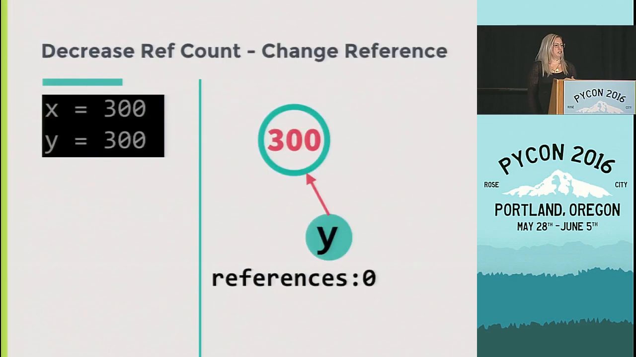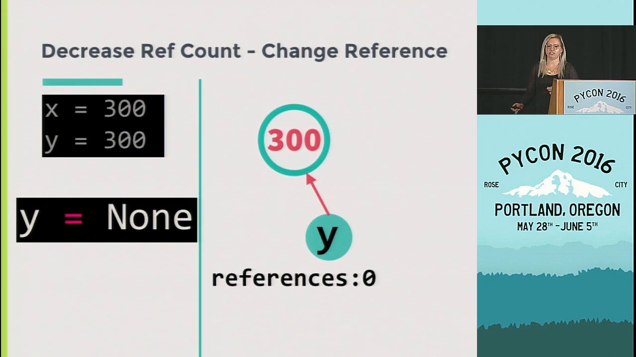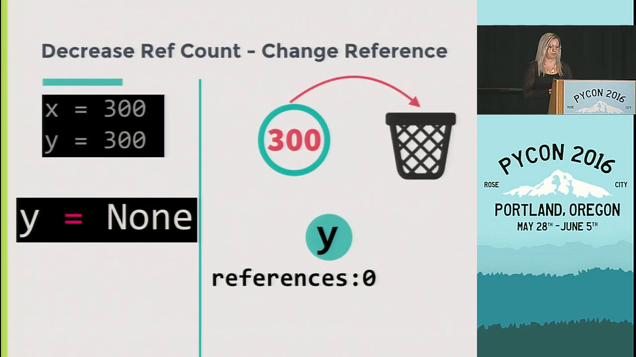Another way that we can decrease the reference count is by changing the reference. So in this example, if I set y to None, I'm going to remove that reference. Now the reference count of 300 is potentially 0. Once there are no more references, we don't really care if that object still exists. It can be safely removed from memory later on. So put it in the trash.